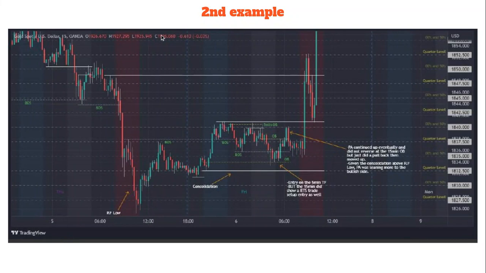Here's another example as well on the 15-minute time frame. This is a peak formation low in the form of a head and shoulders pattern. Price does a consolidation and then goes back up. Now this is a 15-minute time frame. So on the 5-minute, definitely there are going to be better entries where you have less risk and more reward.